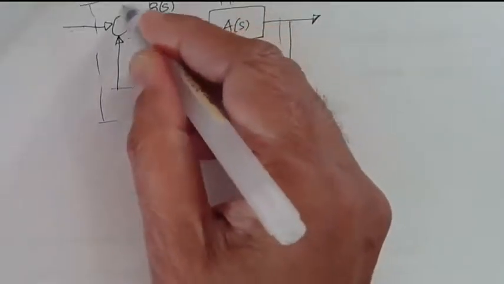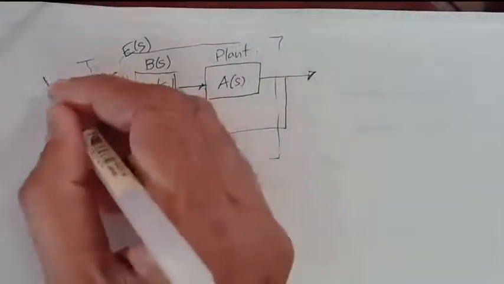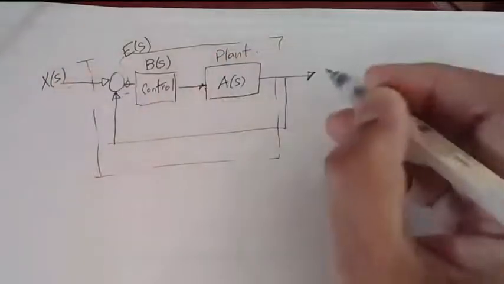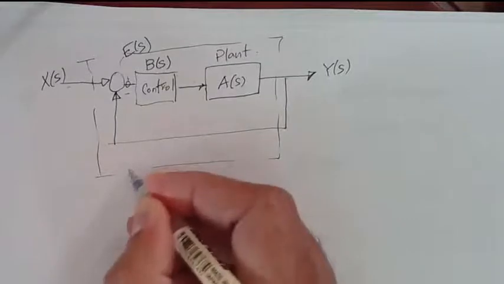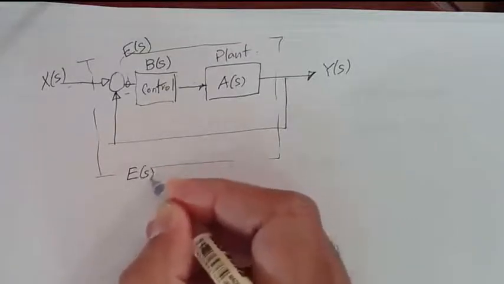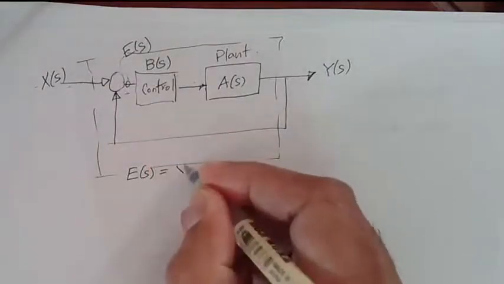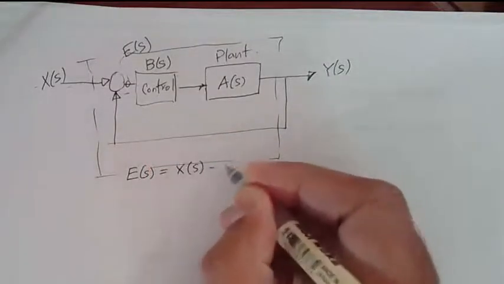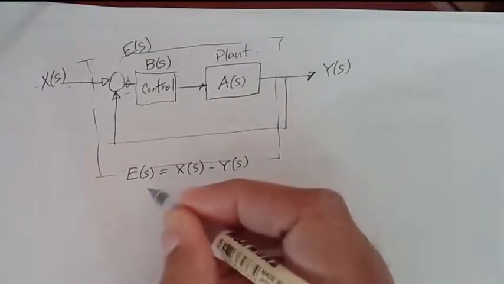Okay, and I'll do the same thing that I did before. I'll call this point E of S. And here is X of S. This is Y of S. And E of S now is really simple. E of S is just equal to X of S minus Y of S. So you can see why we called it E of S. This is the error signal.